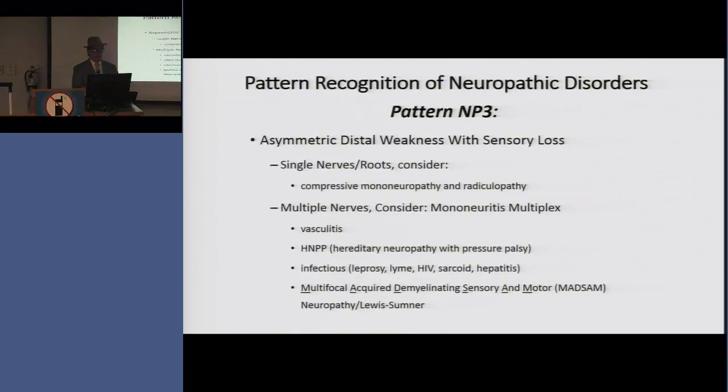NP3 is asymmetric distal weakness with sensory loss. If this is in a single nerve, such as median or ulnar, or a single root, then you're dealing with a compressive mononeuropathy or radiculopathy. But if multiple nerves are involved in an asymmetric pattern, then that is mononeuritis multiplex. And in this case, the differential includes vasculitis, HNPP, and also another variant of acquired demyelinating neuropathy, MADSAM.